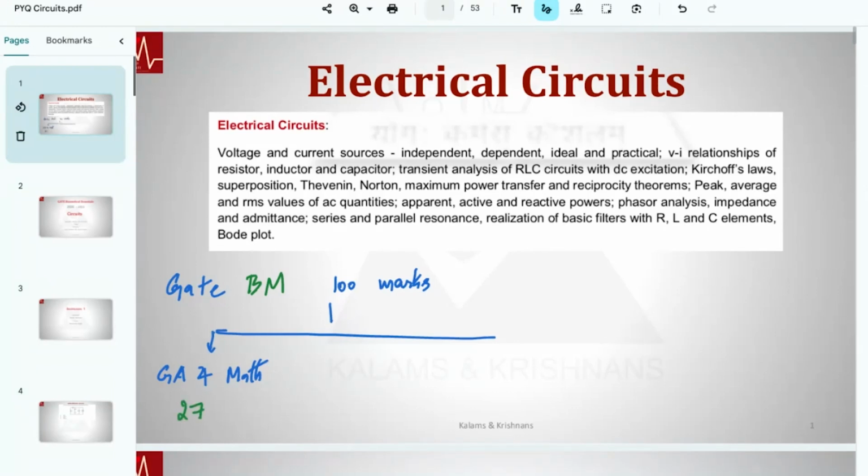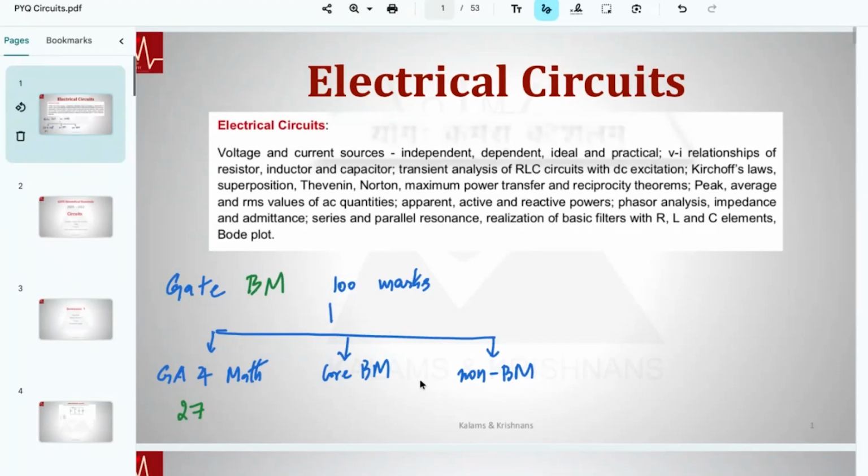So the rest of the 73 marks, we have core biomedical subjects like biomechanics, biomaterials, medical imaging, bioinstrumentation, anatomy and physiology, core BM. Those are the subjects. And then we also have non-BM subjects: electrical circuits, signals and systems, measurements, controls, and analog and digital electronics.